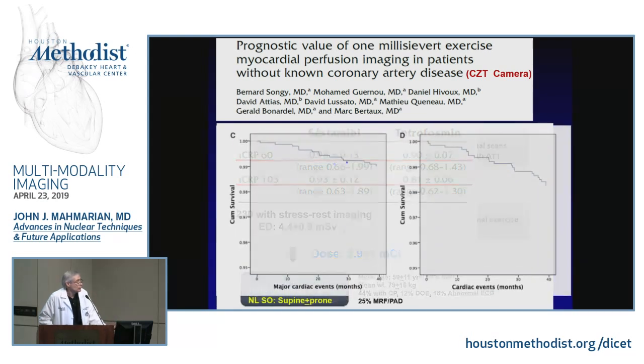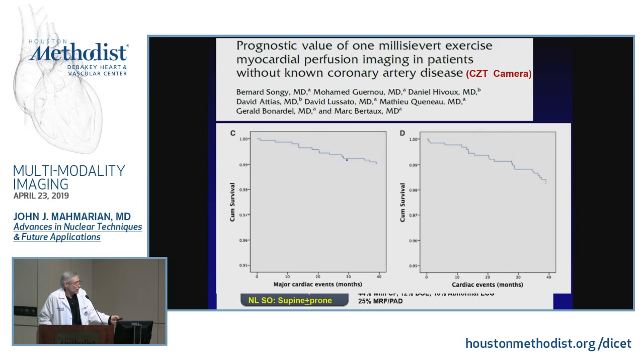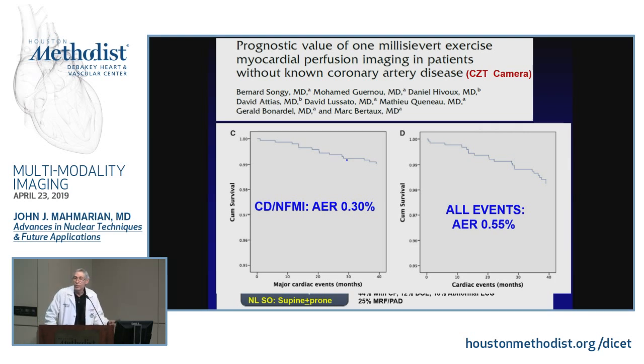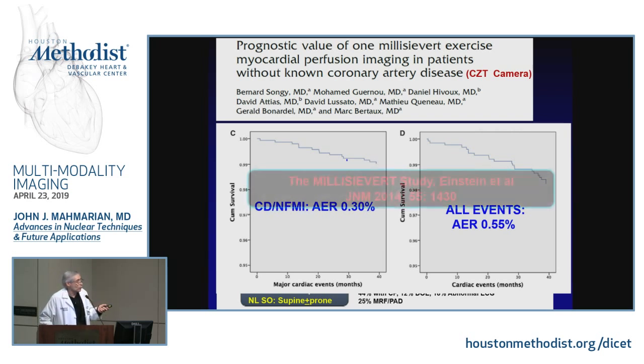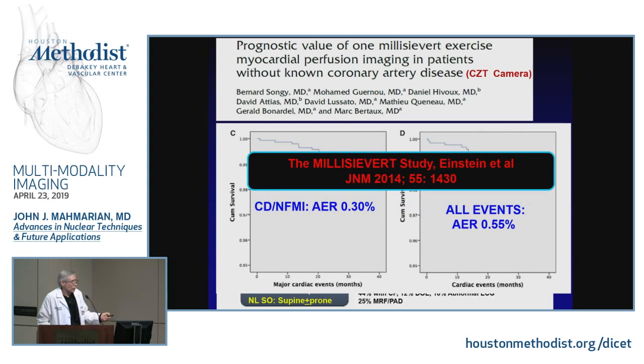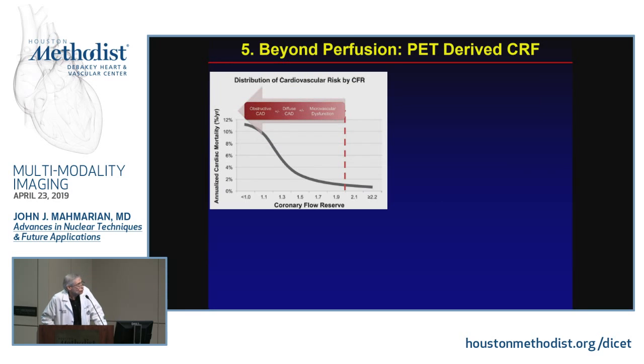And if you look at outcomes, if you look at major cardiac events or cumulative survival, in this particular population, the cardiac death and non-fatal MI rate was only 0.3% per year, which is really very, very low. And for any event, including revascularization, 0.55% per year. And this is using stress only at a very, very low dose, less than 1 millisievert radiation exposure. Incidentally, Andrew Einstein has also published similar data called the millisievert study back in 2014, looking at this same issue. So that's that. Let's talk a little bit about PET imaging.